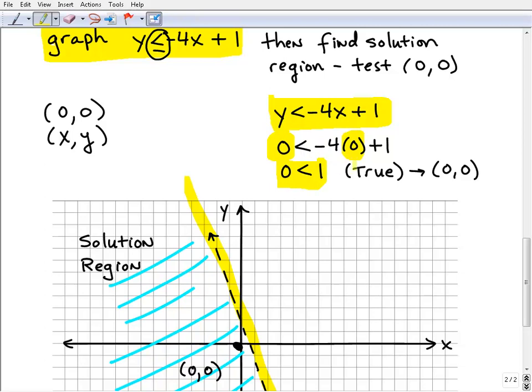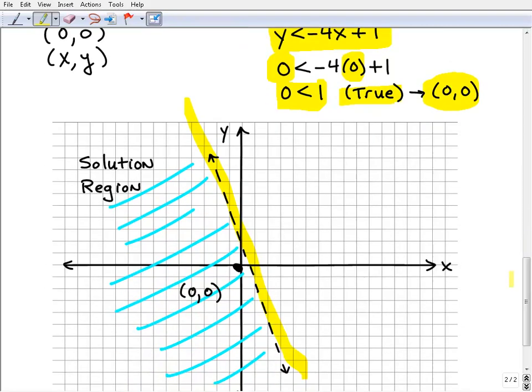So let me go ahead and ask you, is 0 indeed less than 1? And of course, you being a smart student that you are, you're going to say, yes, of course, 0 is less than 1. That's a true statement. So the point 0, 0, which happens to be below the line, created a true statement. Therefore, the left-hand side of the line is the true side. So this is our solution region.